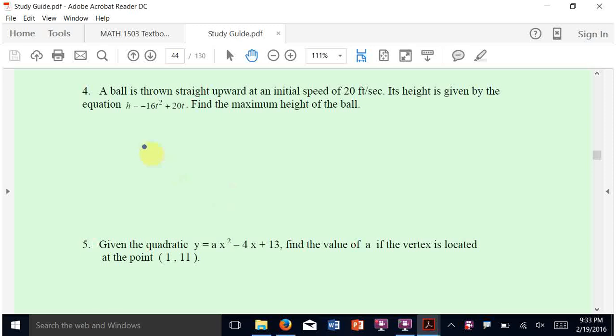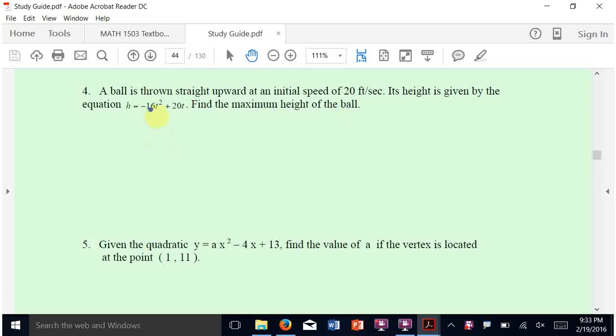Hello class. Today in this video, I'd like to work on a problem from our study guide. This is a typical problem involving quadratic functions, where we have the motion of an object that's affected by gravity. So, a ball is thrown straight upward at an initial speed of 20 feet per second. Its height is given by the following quadratic function. Find the maximum height of the ball.